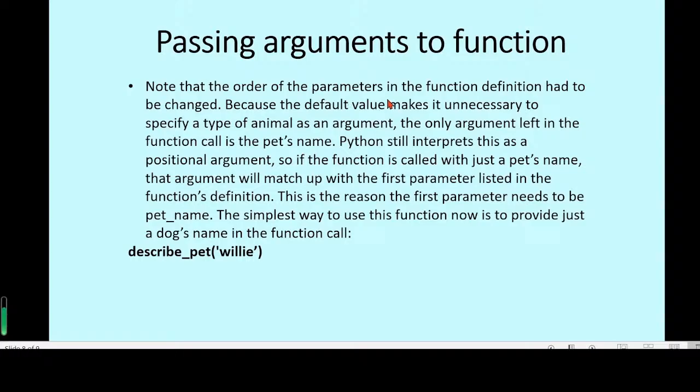Note that the order of the parameters in the function definition had to be changed because the default value makes it unnecessary to specify a type of animal as an argument. So the only argument left in the function call is the pet's name. So Python still interprets this as a positional argument. If the function is called with just a pet's name, that argument will match up with the first parameter listed in the function's definition. So this is the reason the first parameter needs to be pet name. And the simplest way to use this function now is to provide just a dog's name in the function call.